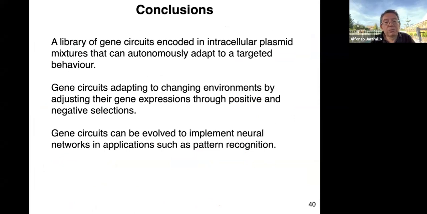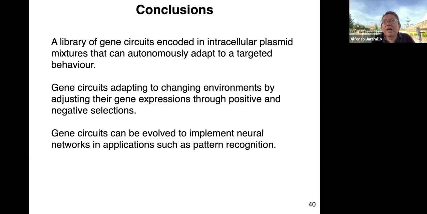So I'm just going to go to the conclusions. I'm already almost an hour talking. I have shown you a library of gene circuits that are very minimal, like a yes gate, just a sensor system, but using intracellular plasmid mixtures that can autonomously adapt to target behavior. Autonomously means that you don't need to know what weights they have to have. So it is adaptive.